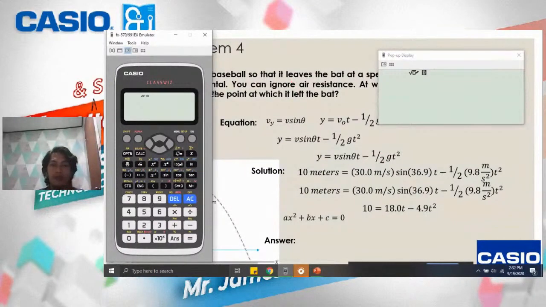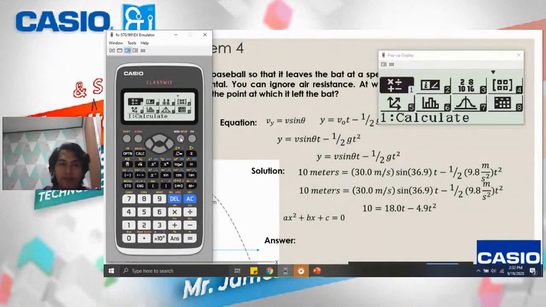We can use our ClassWiz to get the values of our time. Hindi na tayo magko-completing the square, ang tawag dito, quadratic formula, kasi medyo mahirap siya kung mano-mano. So, paano natin siya gagamitin?